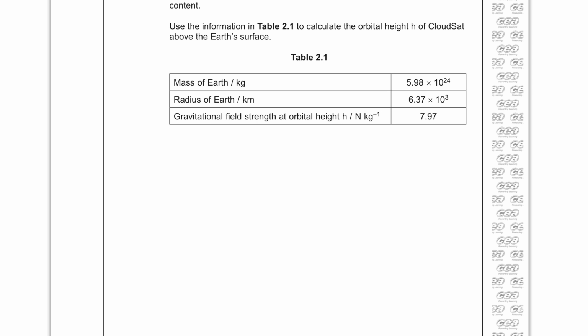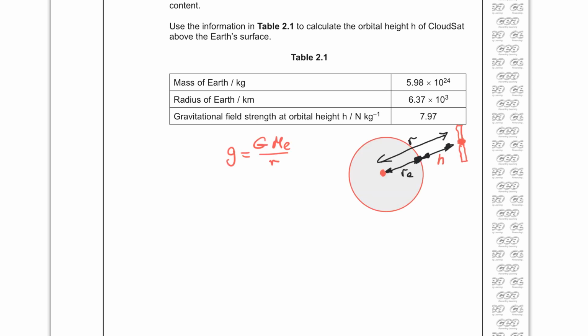We have an equation for gravitational field strength. So g is G times the mass of the Earth over R squared, where R is the radius out from the centre of the Earth to the object that we're interested in, or the point in the gravitational field that we're interested in. Now, it's important to notice that R here consists of the radius of the Earth and the orbital height, and it's this one that we're trying to find. So this equation will give us this, and then we subtract off the radius of the Earth.